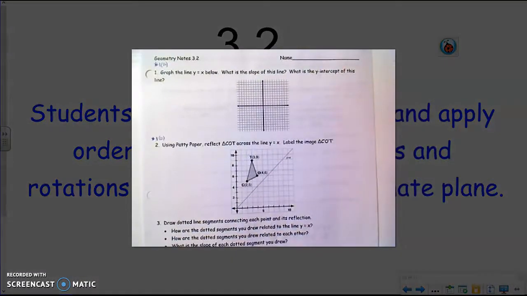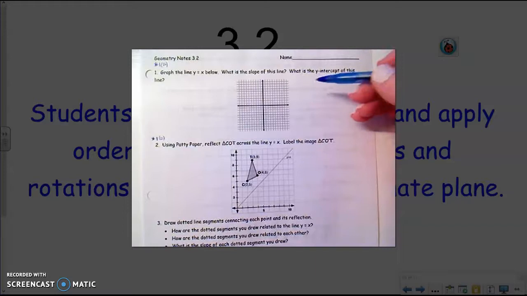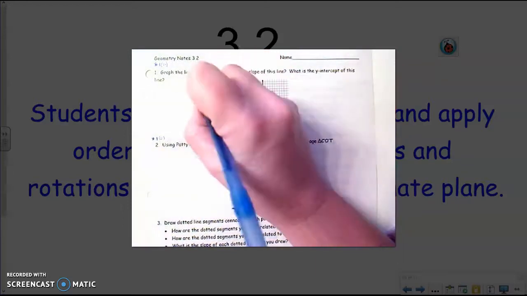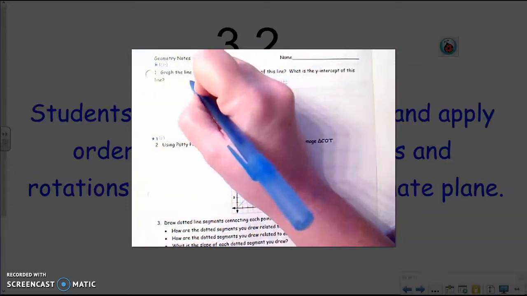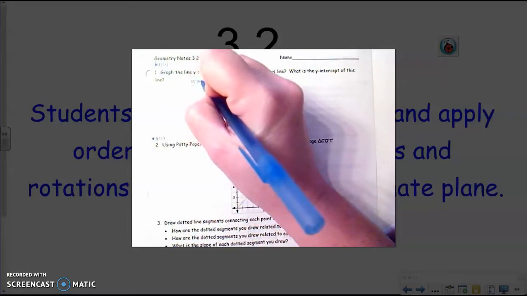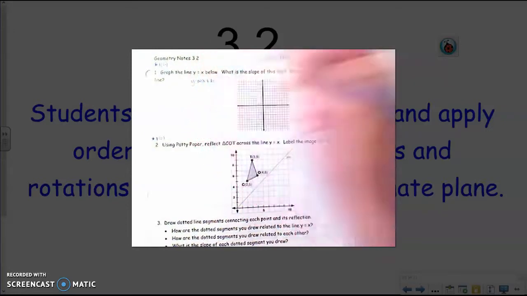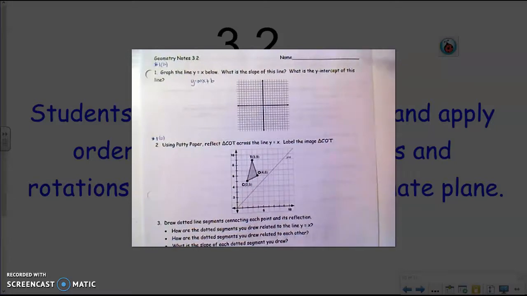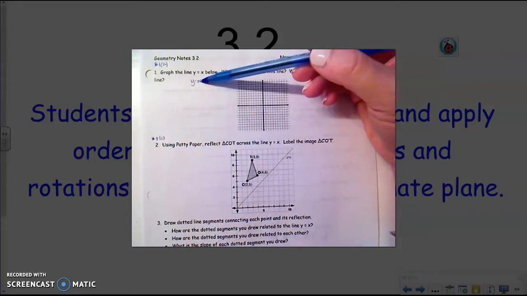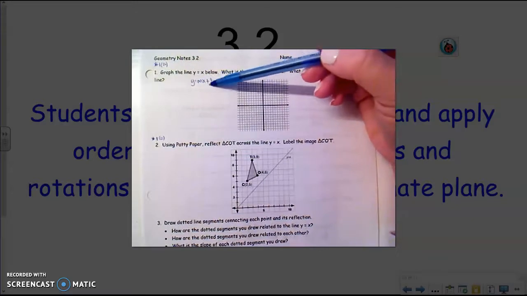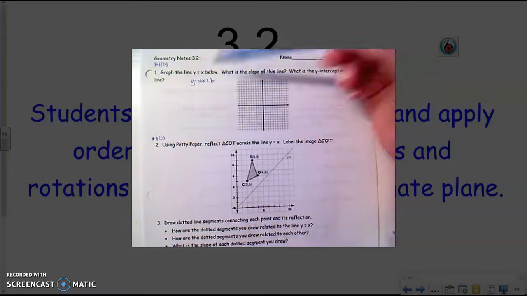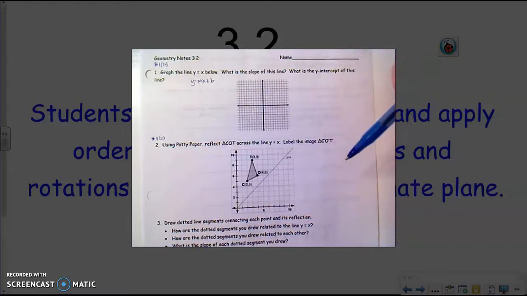On number 1 on your notes, you're asked to graph the line y equals x on this graph. A lot of students, when I first have them do this, kind of go blank. They don't remember how to graph a line. So let me just remind you of a few things. When your y is by itself, then an equation is said to be in what's called slope-intercept form. So y equals mx plus b should look familiar to you. We know the number in front of x is the slope of the line, and the constant is the y-intercept, or where the line crosses the y-axis.